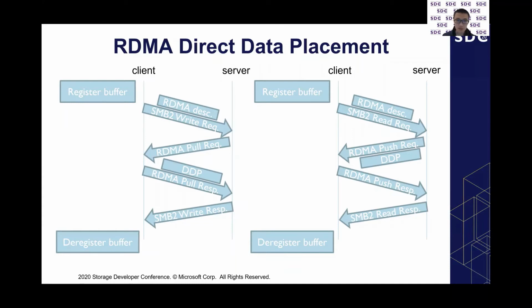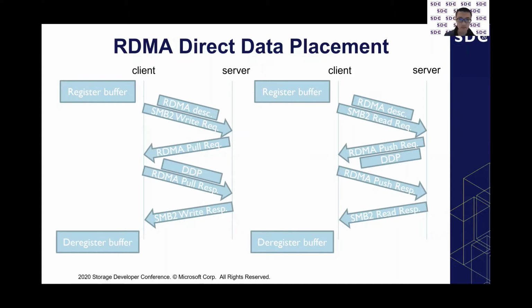Once you register the buffer with the RNIC and pass this ownership, you will get a descriptor token. This is completely opaque to SMB, but it is needed for the remote party to either write to or read from that buffer you registered.